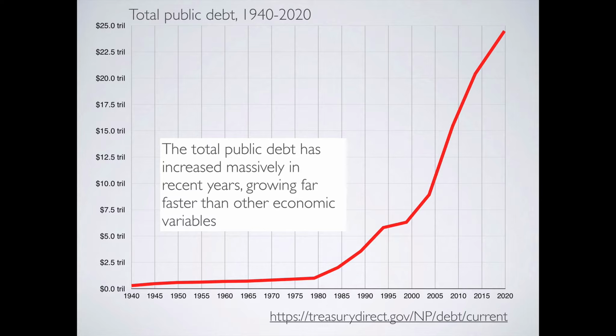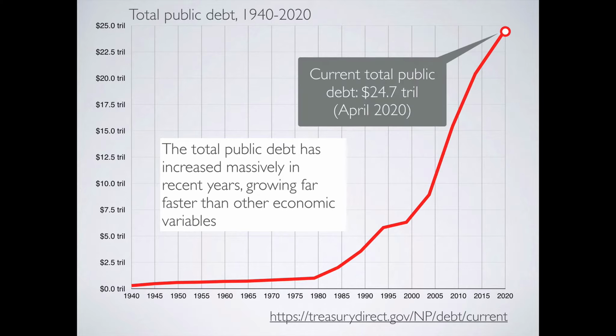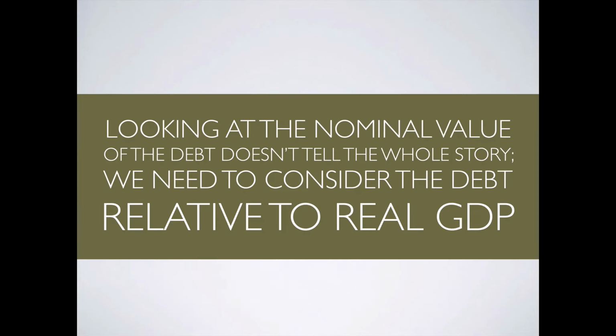So if we just look at this period, from 2005, when the debt was about 10 trillion, to now, it's more than doubled. 2005 is not all that long ago, 15 years ago. The current total public debt is 24.7 trillion as of April 2020. So we've seen a massive increase, 150% in just 15 years. That's much faster than the economy is growing, much faster than any other macroeconomic variable. That's troubling.